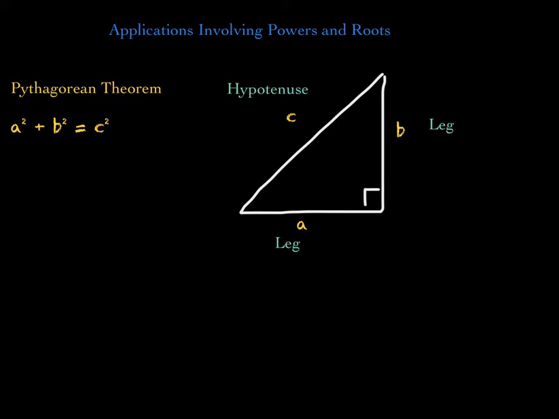So a squared plus b squared is equal to c squared could be read or understood in the following manner. The square of one leg plus the square of the other leg must be equal to the square of the hypotenuse. So leg squared plus leg squared is equal to hypotenuse squared. We're going to be using this very famous theorem for the applications that we're looking at in this lesson.